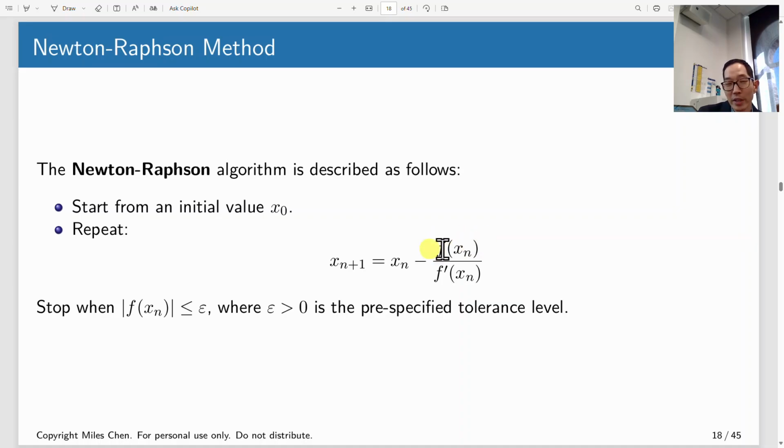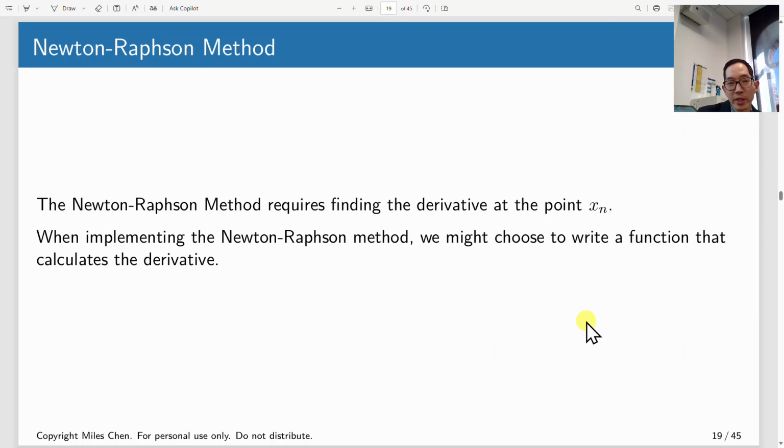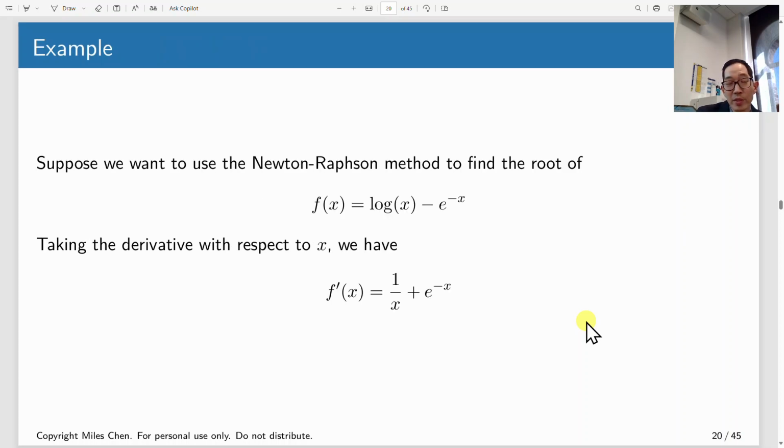So the rise is going to be the value of the function at x at time n, and then the slope is f prime, the derivative at xn. Okay, so this requires us to find the derivative, and so when we implement this on our computer, we can use calculus to find the derivative.